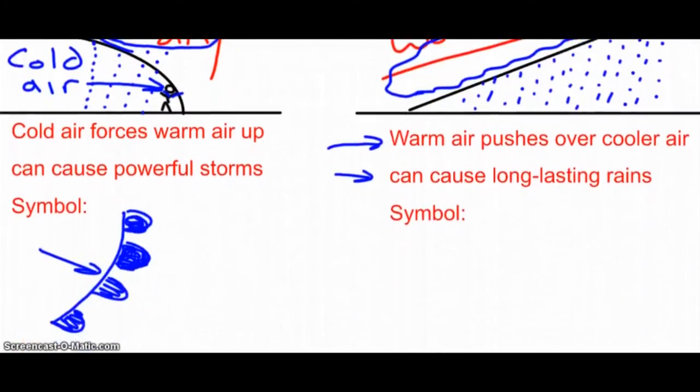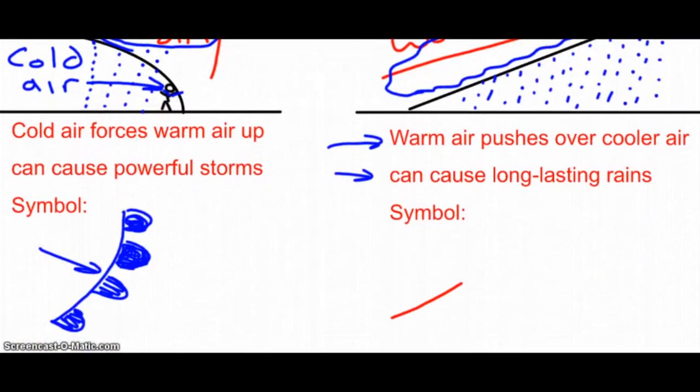The symbol for a warm front: if a warm front's moving this direction, little triangles filled in, moving this direction, so it looks like this. And that's the symbol for a warm front.